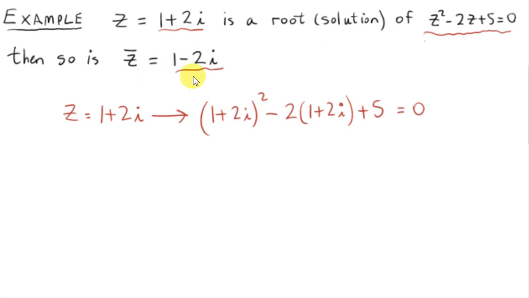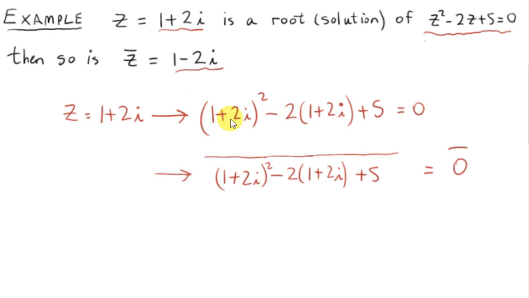Now we can also prove that this is true from the previous video, from the properties of the conjugate of a complex number. So we can start by plugging in 1 plus 2i for z. So that's what I've done here. We know that that's going to equal 0. Now the left hand side of this is a complex number. Well, we know it's actually 0, but we can pretend we don't know what it is.